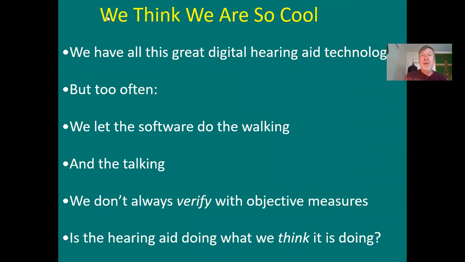It's hidden behind the black here, which always bothers me. But we think we are so cool. We've got all this great hearing aid technology, but all too often we let the software do the walking and the talking. And we don't always verify with objective measures. Is the hearing aid doing what the software said it was going to do?